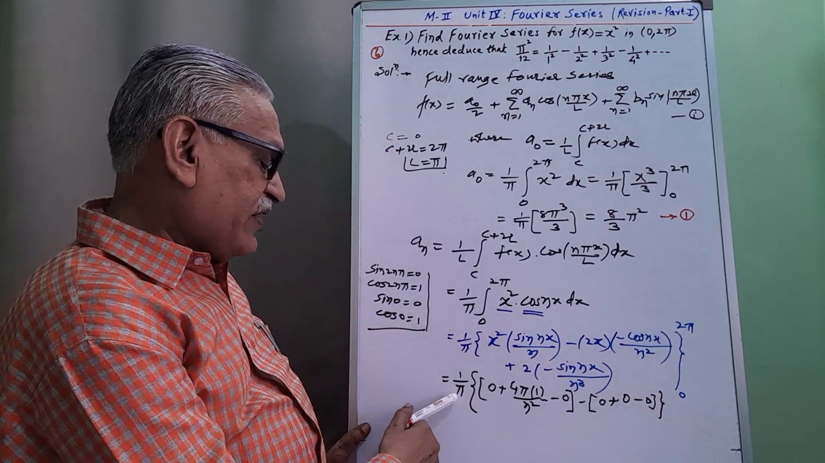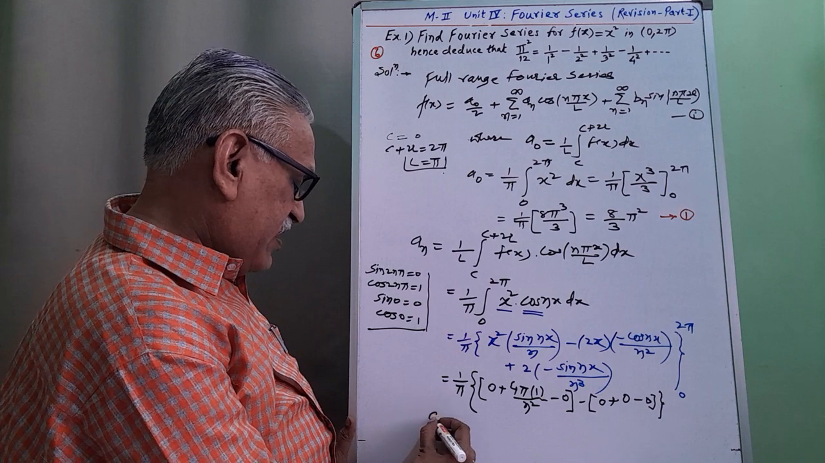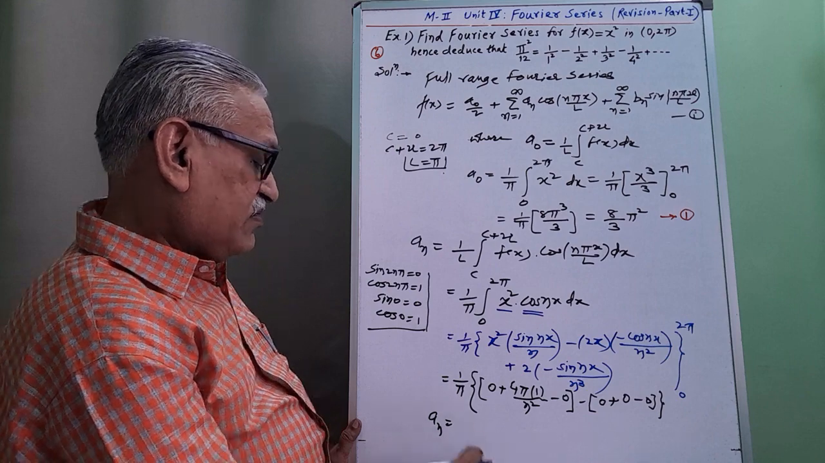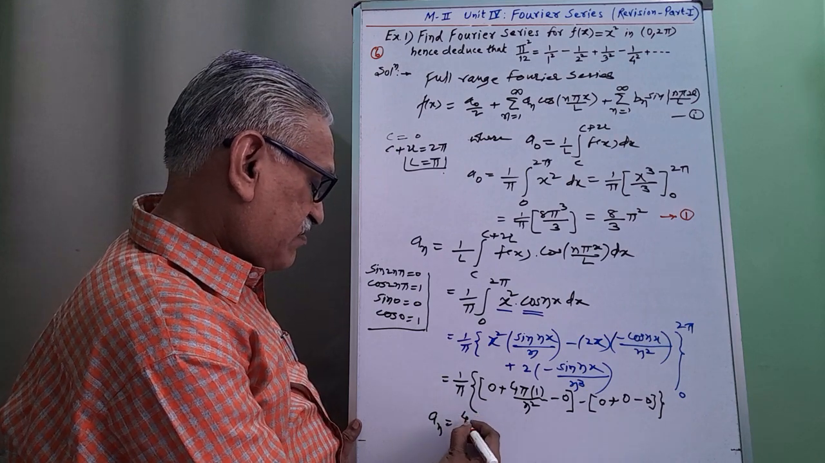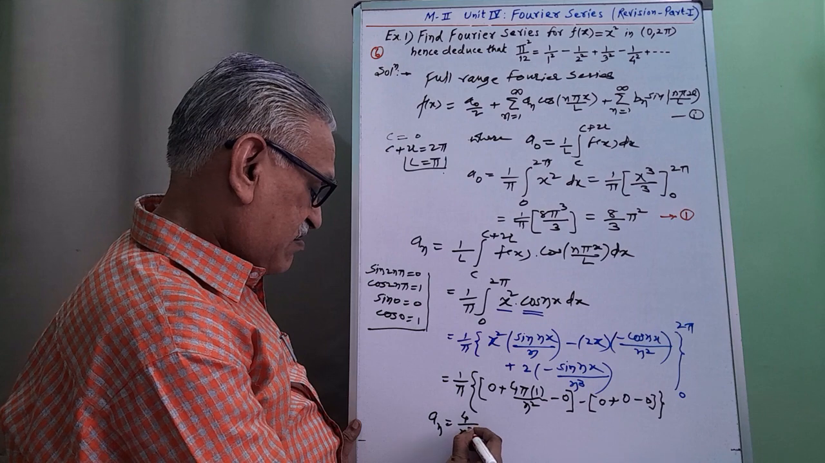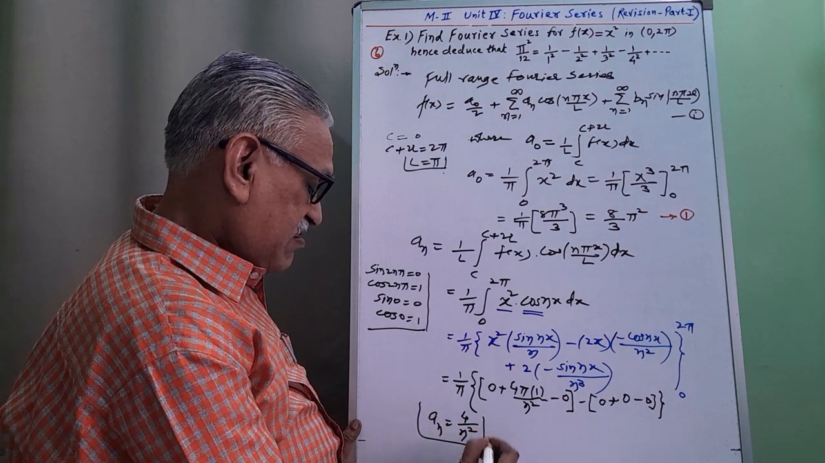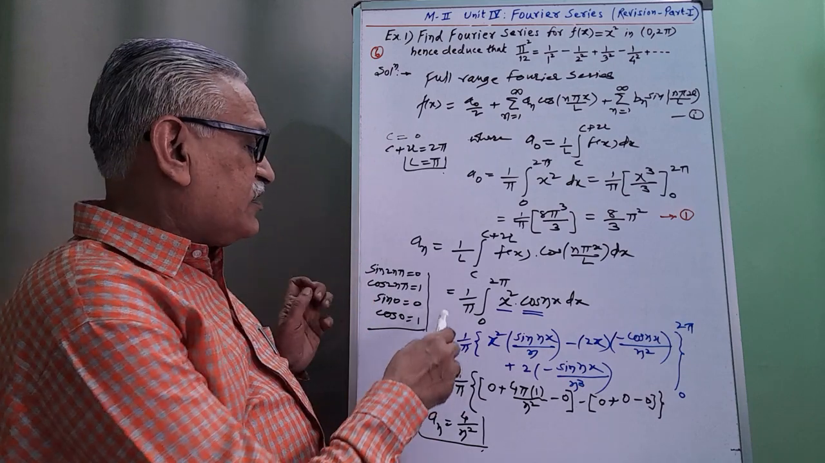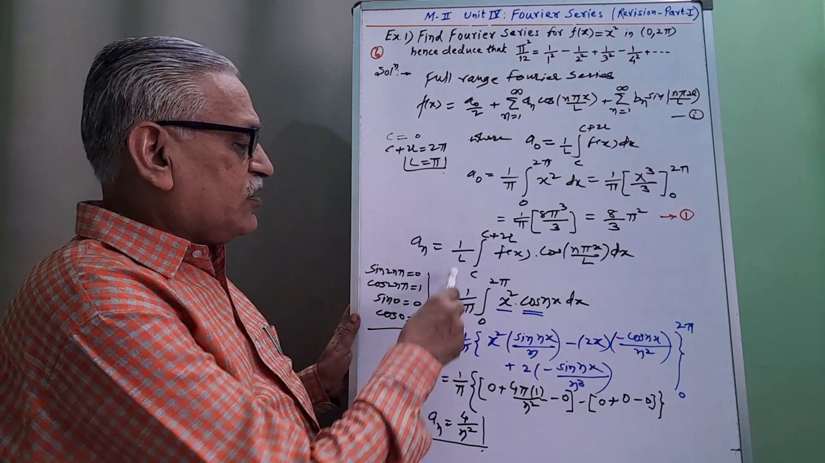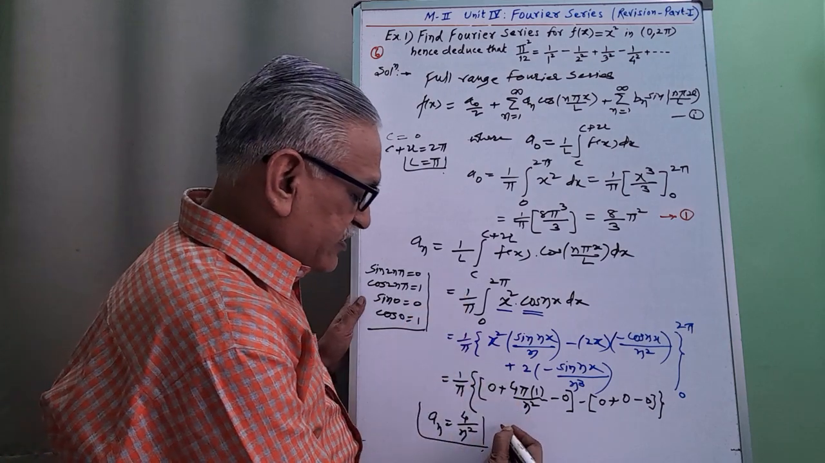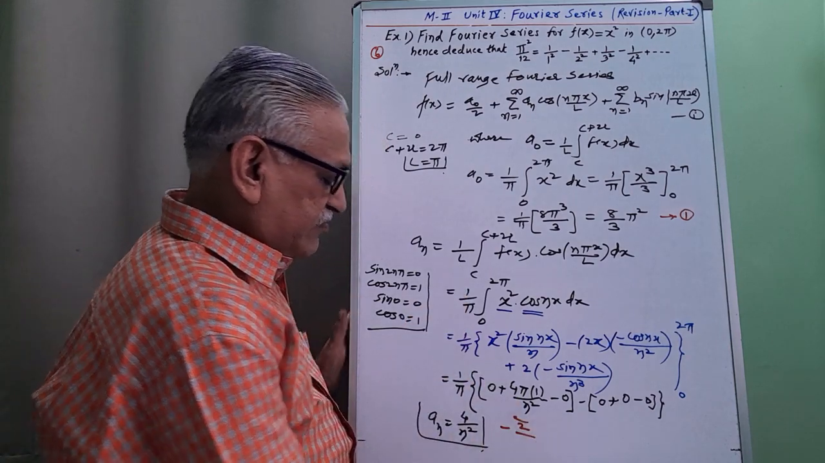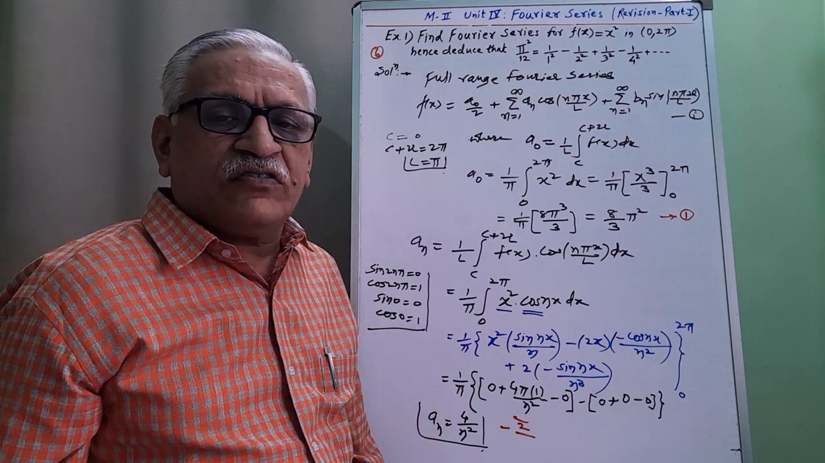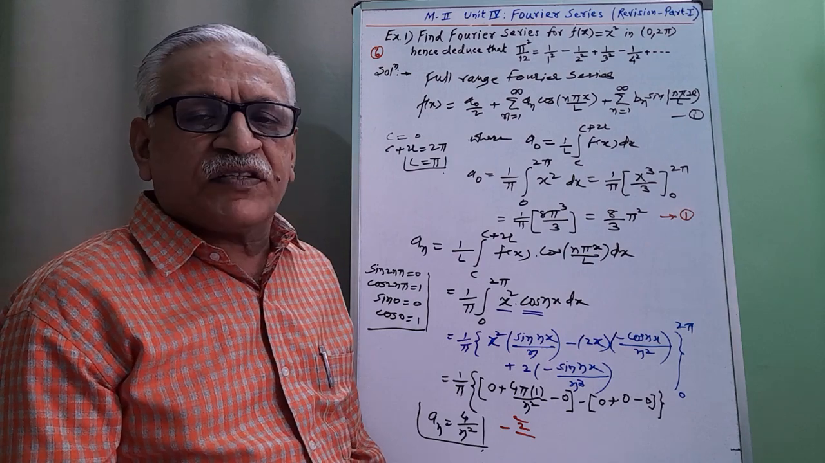And then simplifying it, pi gets cancelled. We get the value of an as 4 by n square. That is the value of an. And if you perform these steps correctly, all the steps are correct, then you will get 2 marks for that an. Then we try to find out third coefficient bn.